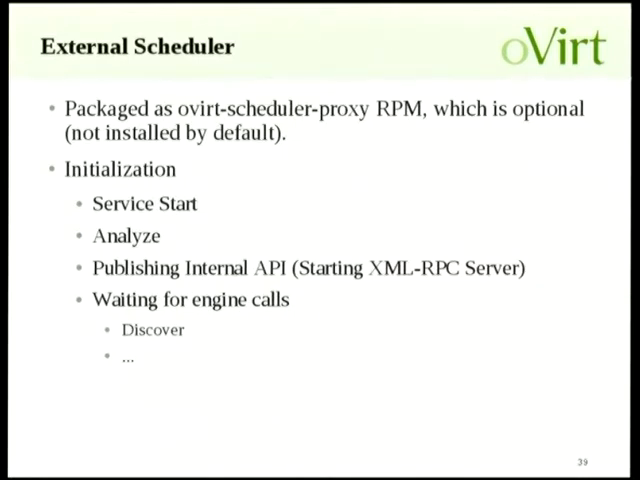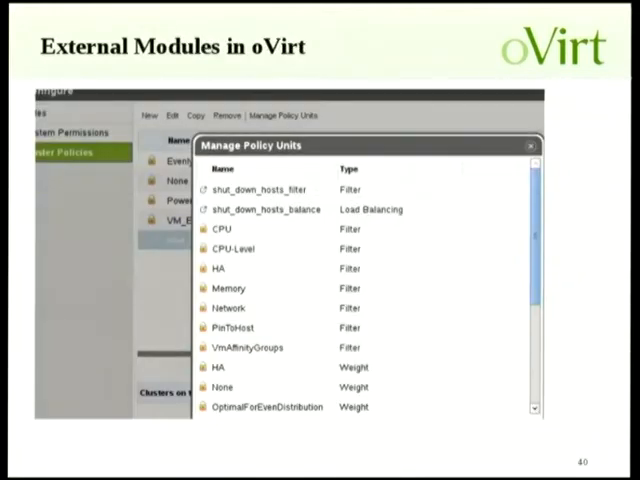It's a separate RPM. You need to manually install it. How it works, basically: it's initialized, it runs, and it reads from a local directory all the filters, weights, and balancing logic that you wrote. Then it publishes an internal API. The engine, the server, reads it, and then it waits for calls from the engine for filtering, weighing, and balancing. This is how it looks when it's loaded, the filter and load balancing here.